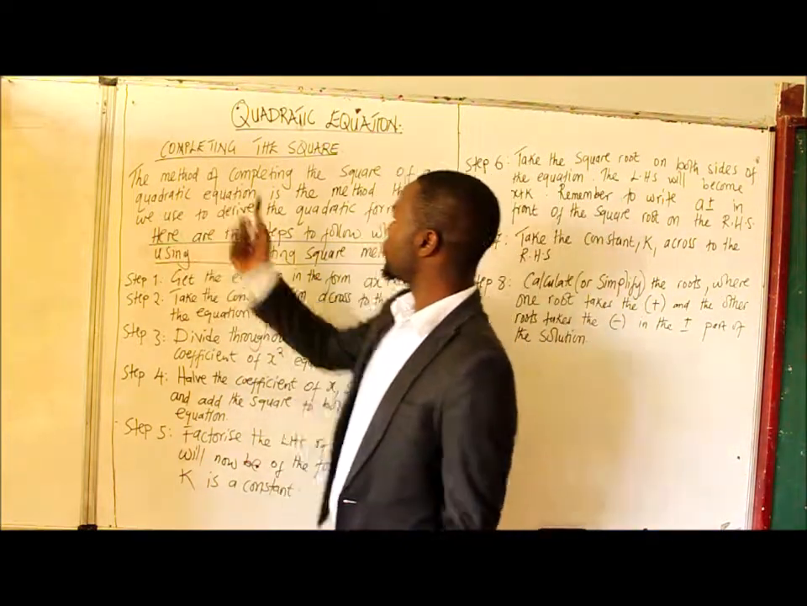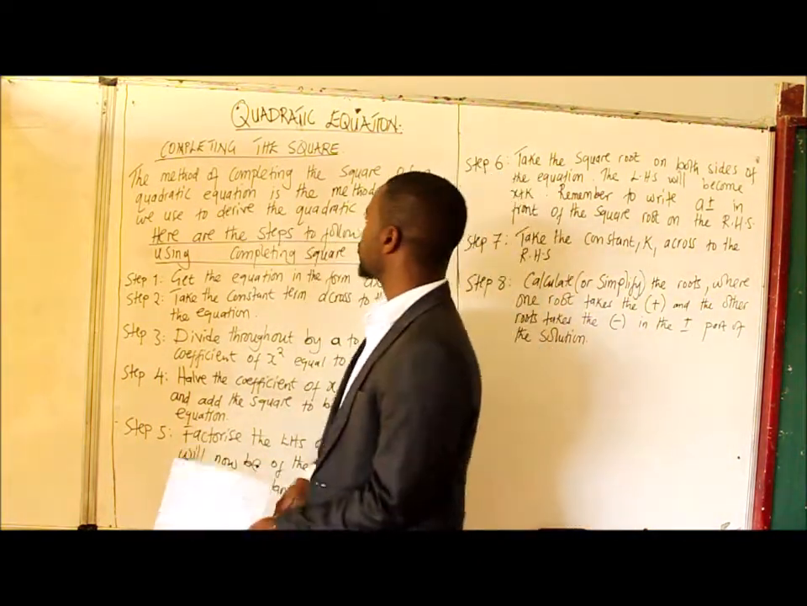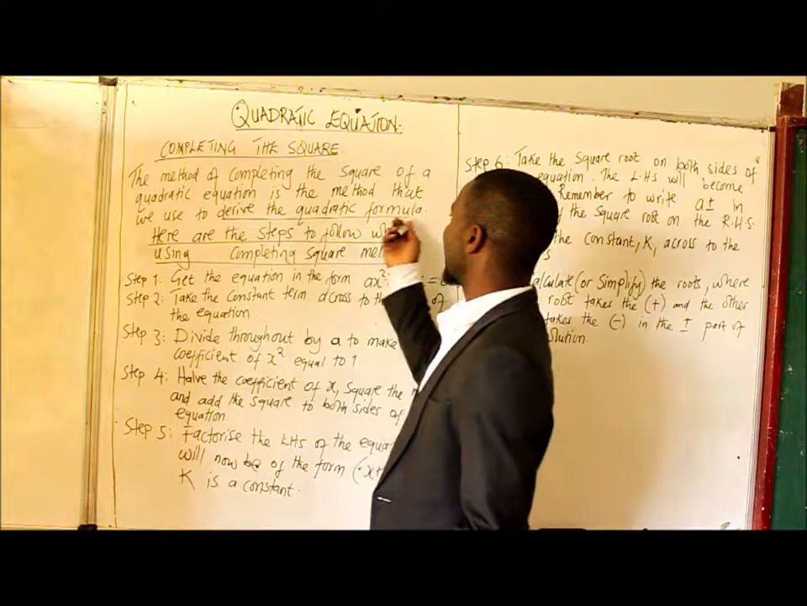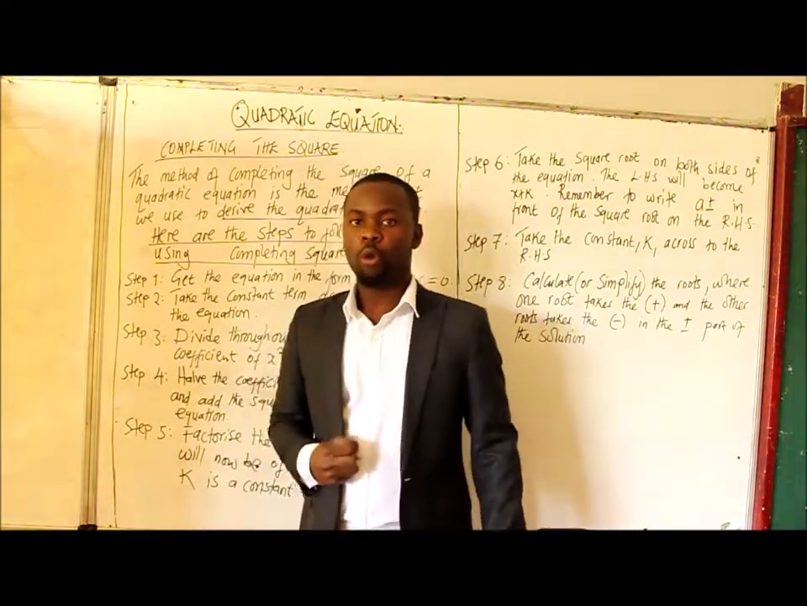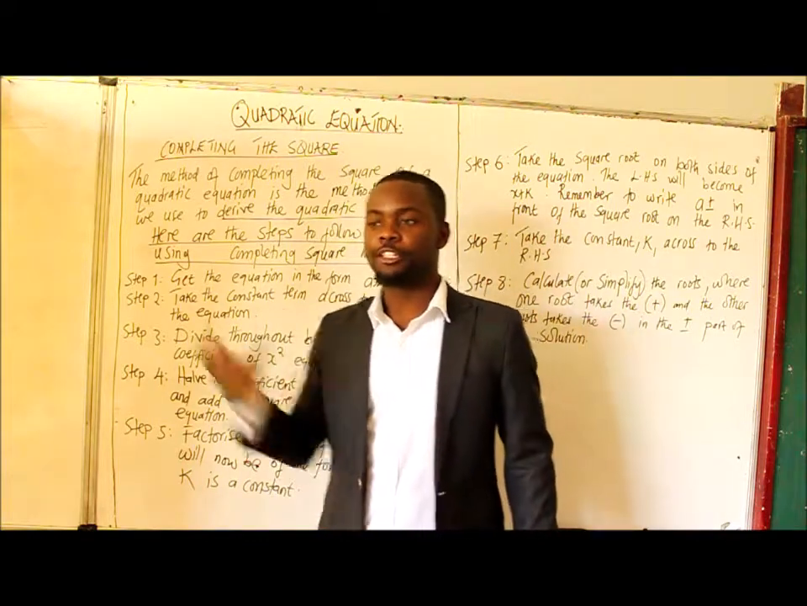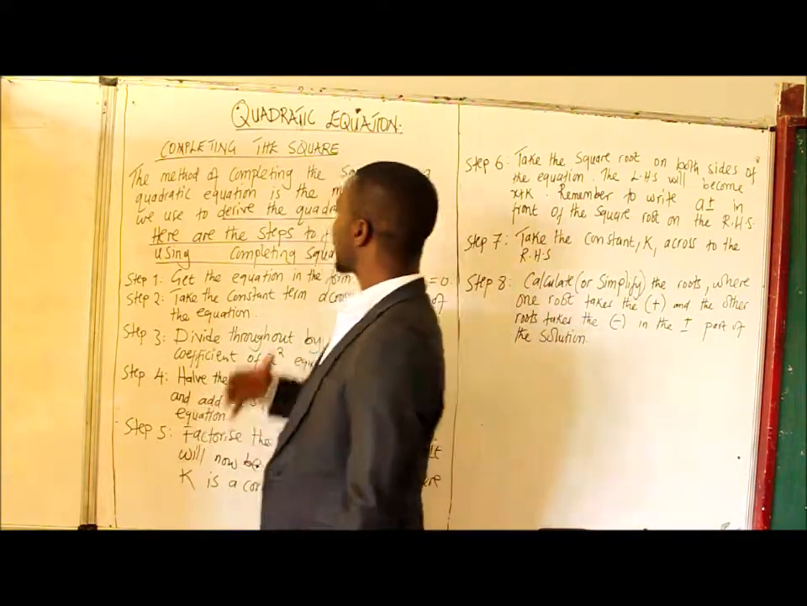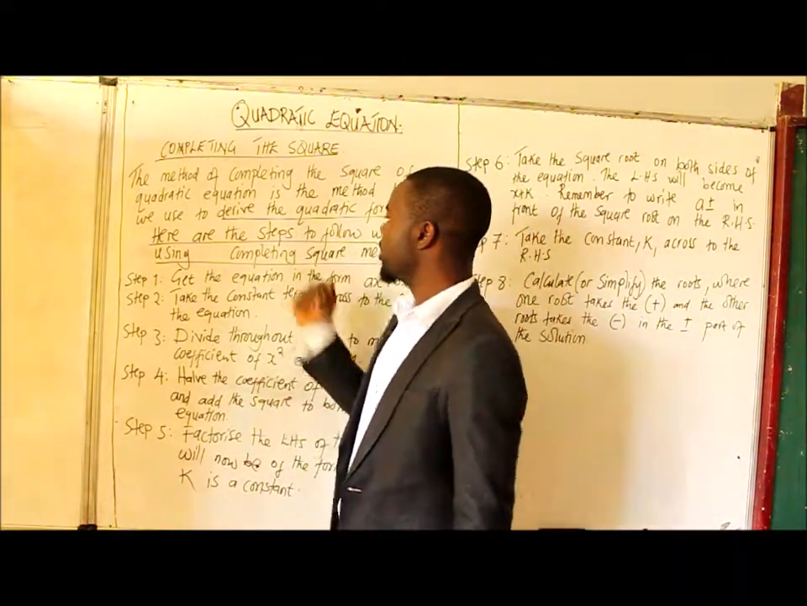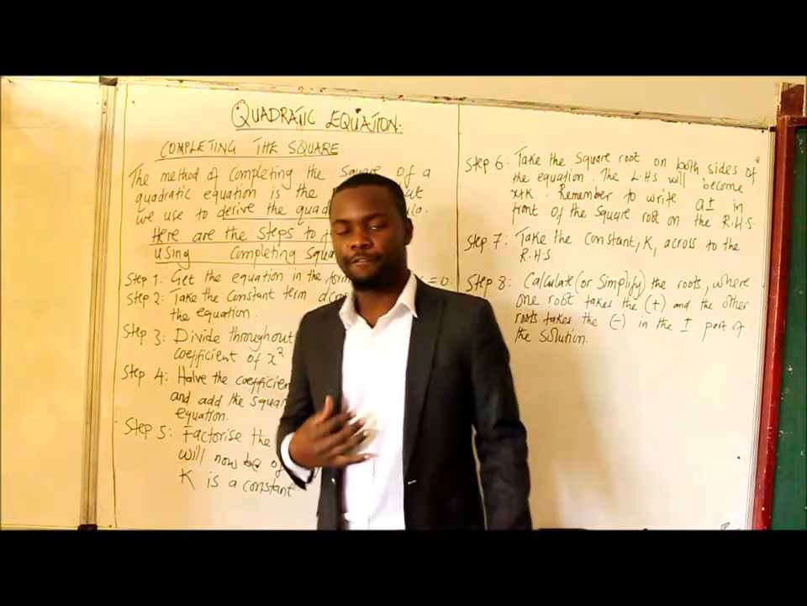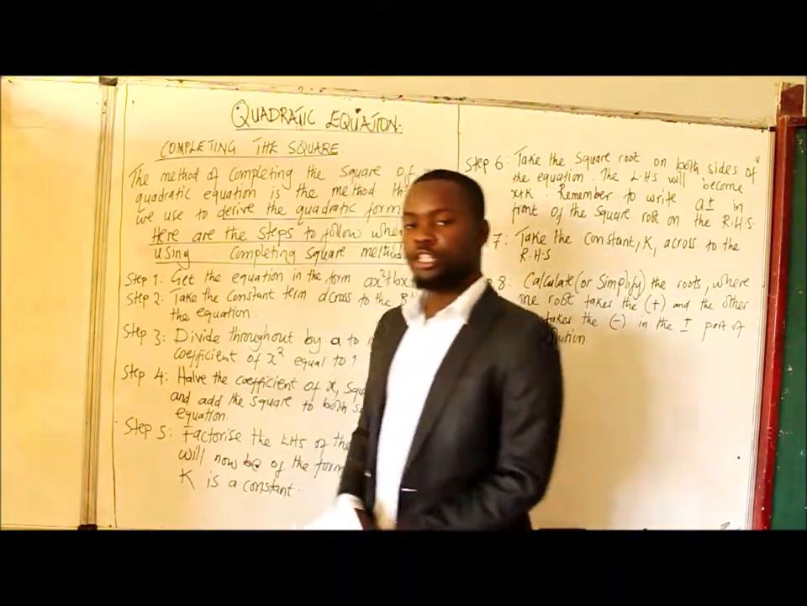The method of completing the square of a quadratic equation is the method that we use to derive the quadratic formula. So the same method which we are going to learn today, we can use to derive the quadratic formula. For us to come up with the quadratic formula, we use the completing the square method. Here are the steps which we must follow to solve a quadratic equation using completing the square.